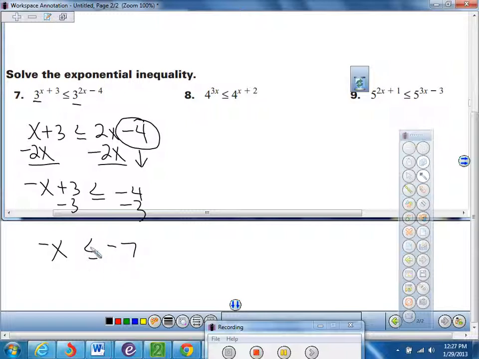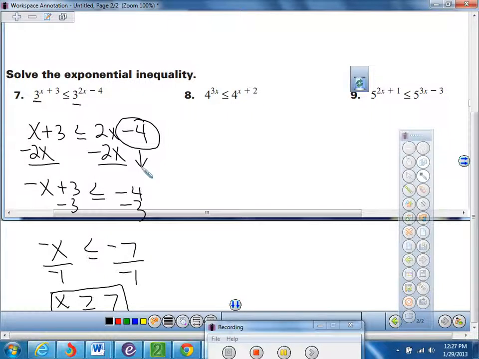Now our inequality here, we're going to have to reverse it because we don't leave variables negative, so we're going to divide both sides by negative 1. Now when we divide by that negative 1, we're going to have to switch our inequality. So we end up with x is greater than or equal to 7, because we're dividing by a negative. So we have a negative divided by negative, same signs, is positive.